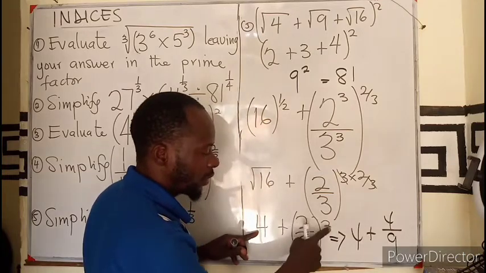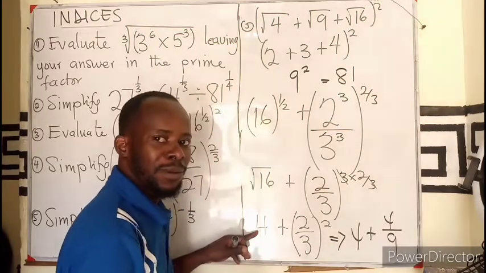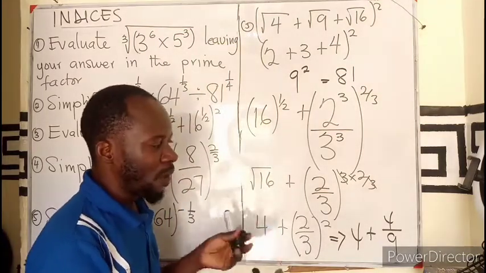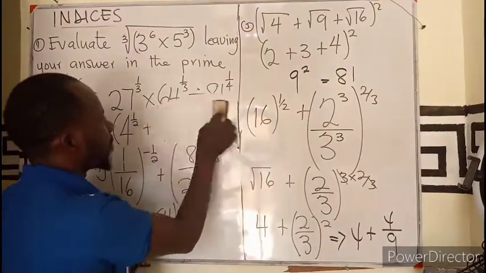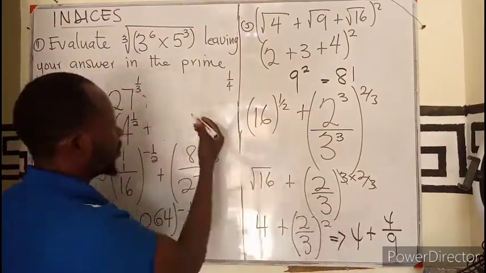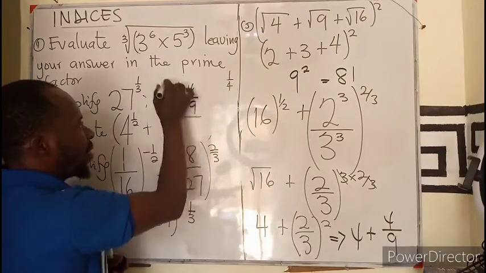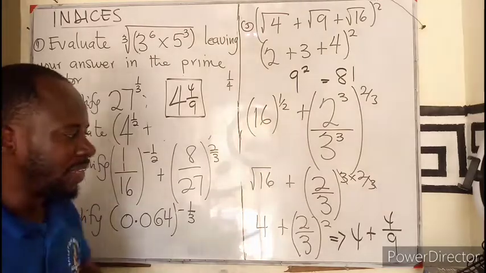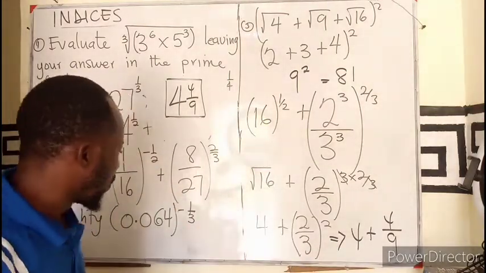This is going to be 2 exponent 2, 4, and 3 exponent 2, 9. 9 whole number plus 4 over 9 will just give us our answer, which will be 4 whole number 4 over 9 as our final answer. Because this is a whole number, this is a fraction, so we are adding a fraction to the whole number, it gives you what you are having there.